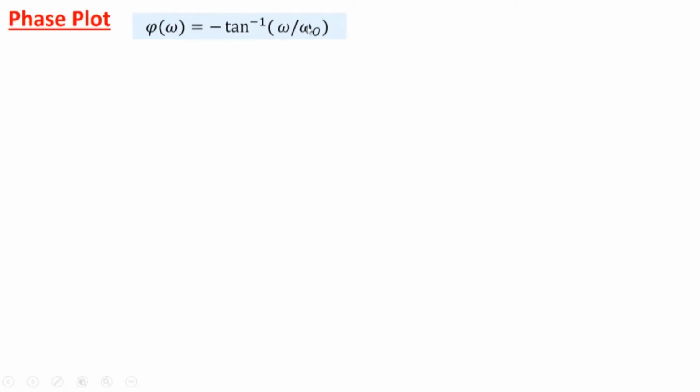Phase is minus tan inverse omega by omega naught. Suppose you are given a very simplified phase relationship. To sketch this, we need to remember the plot is a little more complicated than the magnitude plot. We need to remember three things here. One, as omega tends to 0, the phase of this quantity is 0. As omega tends to infinity, the phase is minus 90 degrees. And at omega equal to omega naught, the phase is minus 45 degrees.